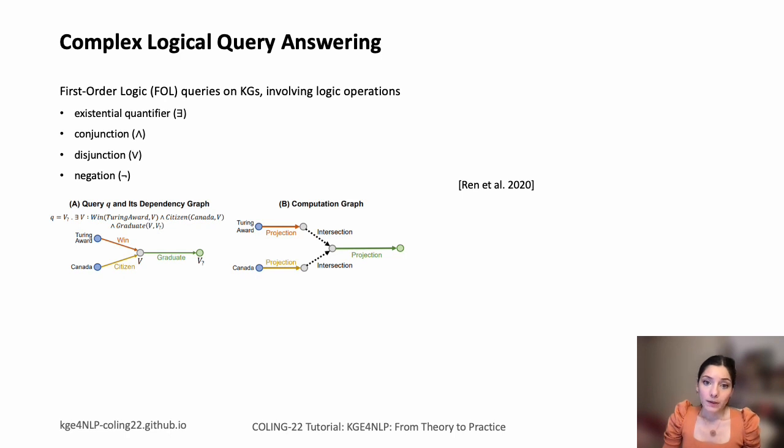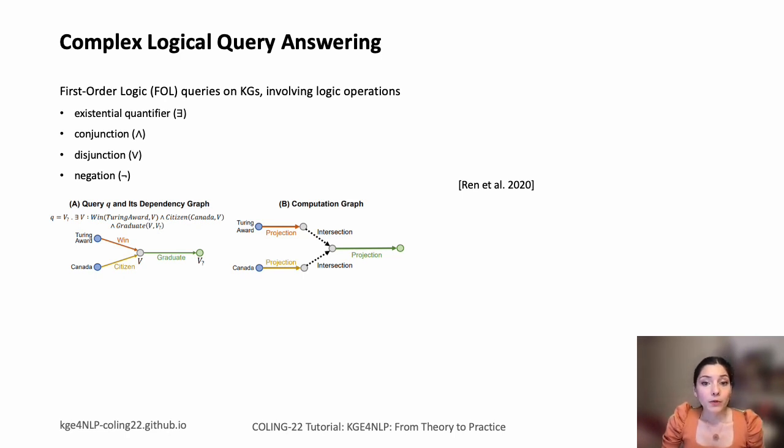In order to be complete, I would like to also mention the line of works which does not deal directly with natural language question, yet assumes the question is readily given in the first order logic form. That involves logic operations such as existential quantifier, conjunction, disjunction, negation. For instance, the question, where did Canadian citizens with Turing Award graduate, can be represented as a first-order logic query, as showed in the figure.